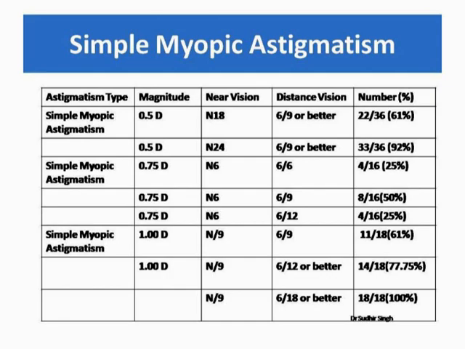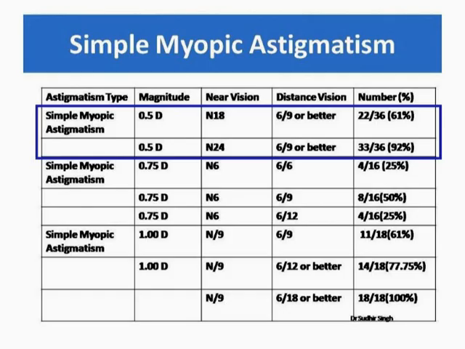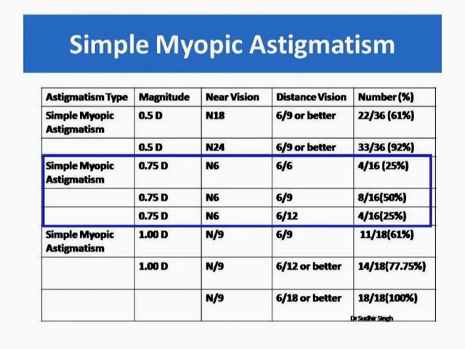We found in our study that the eyes with 0.50 diopter simple myopic astigmatism had N18 and 6/9 or better vision in 61% eyes, and N24 and 6/9 or better vision in 92% eyes. The eyes with 0.75 diopter simple myopic astigmatism had N6 and 6/6 vision in 25% eyes, N6 and 6/9 in 50% eyes and N6 and 6/12 in 25% eyes.